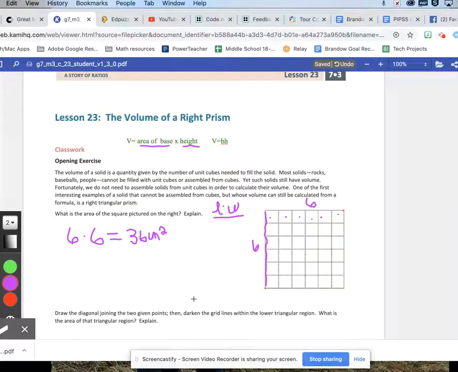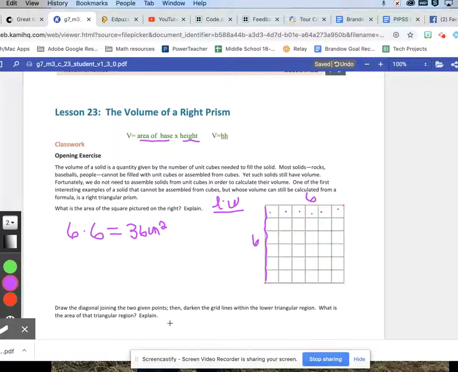Draw the diagonal joining the 2 points, then darken the grid within the lower triangular region. What is the area of that triangular region? So let me see if I can insert a line here. We need to draw a diagonal from one point to the other, and then it says to darken the grid lines in that lower portion. So that's kind of sloppy, but shade in this area. And they want us to find the area of this region.